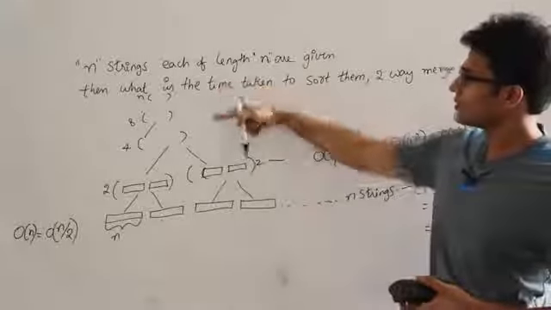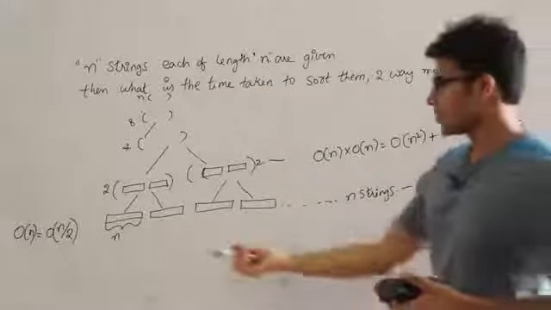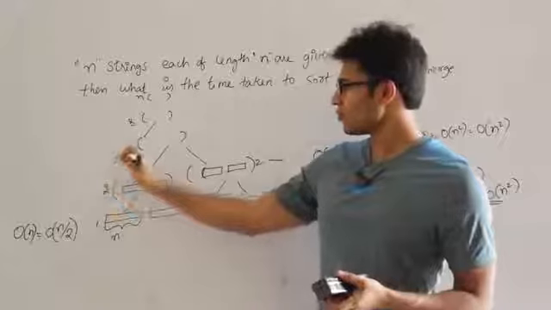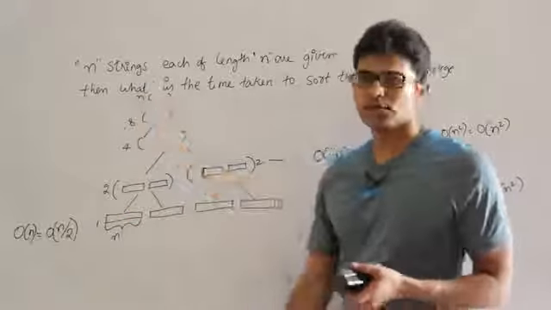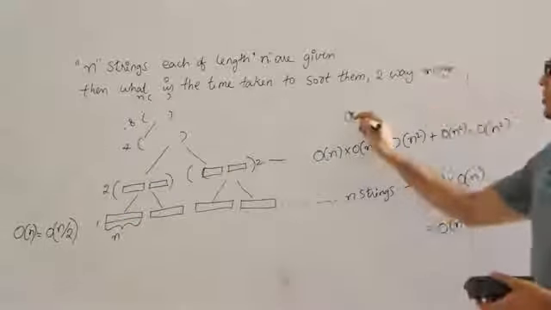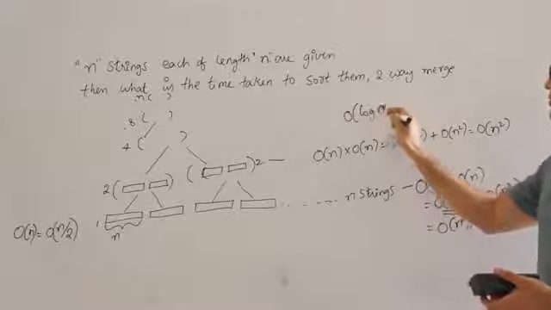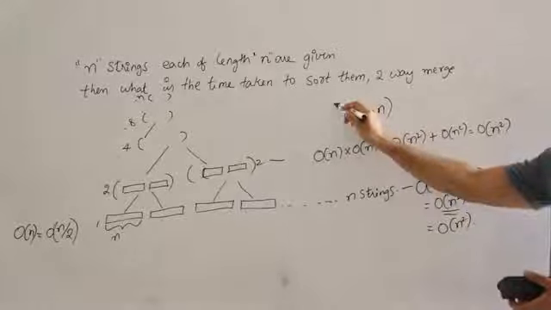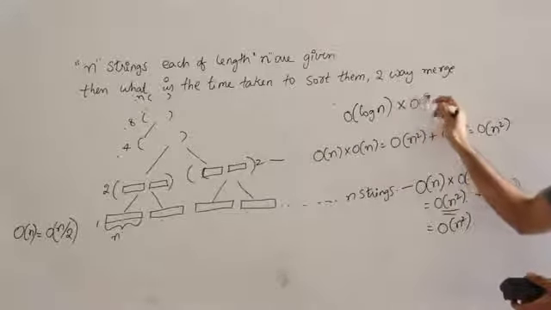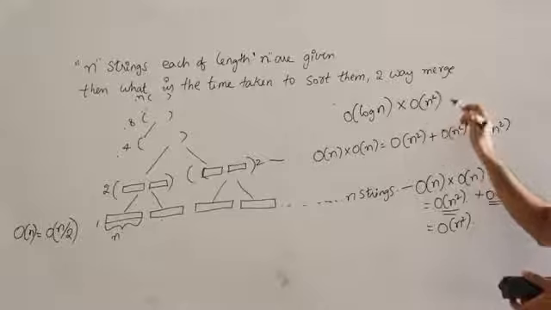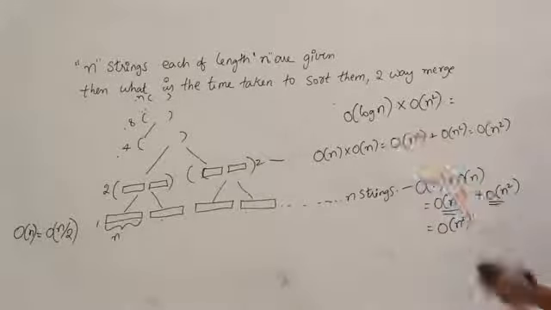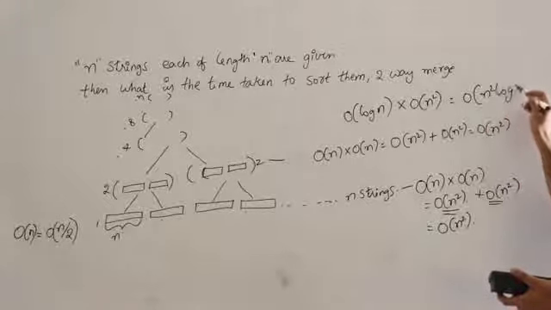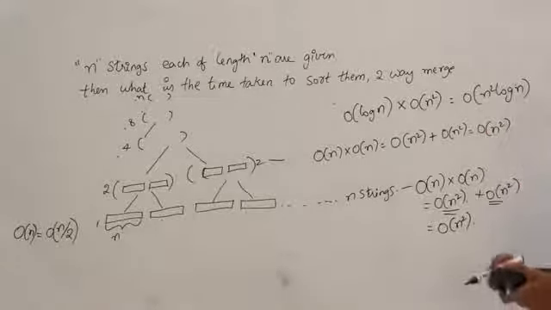Then how many such levels are there? The size goes from 1 to 2, 4, 8, n. So if you see this, there will be order of log n levels. So finally the total work done is, there are log n levels, and at each level the time taken is order of n square. Therefore the total time taken by this algorithm is going to be order of n square log n. This is the total time.